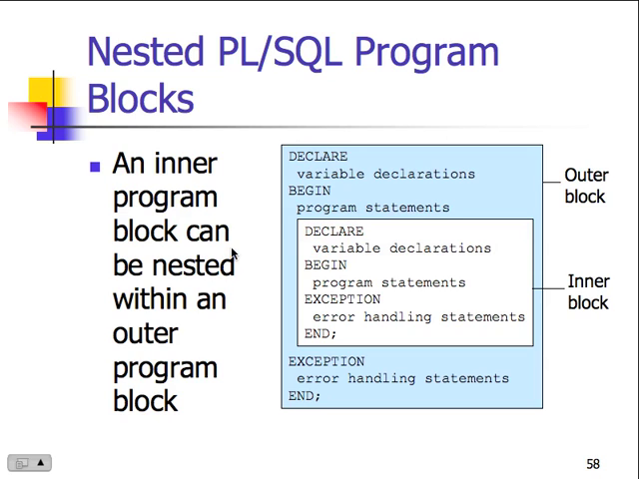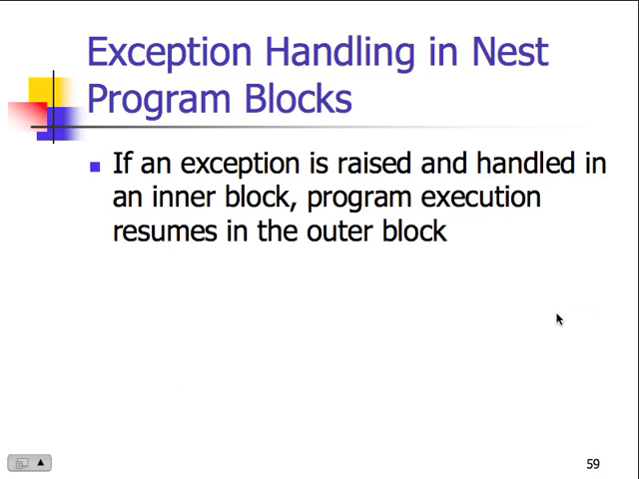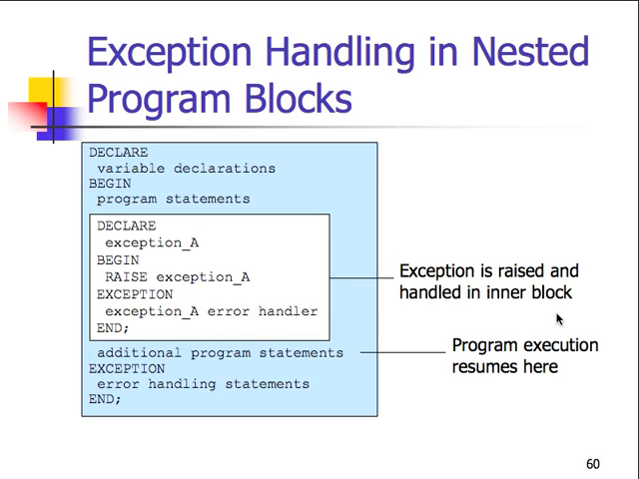So an inner program block can be nested within an outer program block in this particular example. And then if an exception handler is nested in the program block, if an exception is raised and handled in the inner block, the program execution resumes in the outer block. Doesn't bomb the program out. If you have an exception that occurs in a Java program, C++ program, PHP program, JavaScript program, well, usually if you have an exception, the whole program just bombs out completely. If you're lucky, it might continue. It's nowhere near the same level of freedom you have with this.